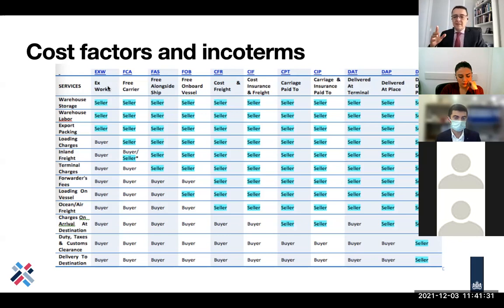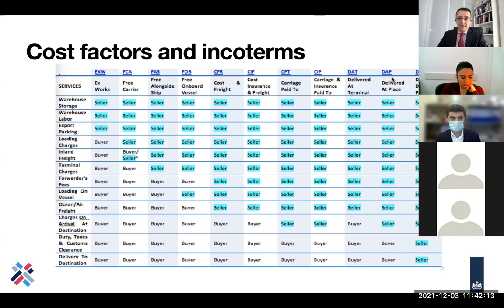CIF is also the second standard or most frequent term, which is at the port of delivery, so at the port of importation: cost, insurance, and freight, which covers the cost of the product, the insurance for the shipping, and the freight for the international shipping. Then CPT, carriage paid to, then carriage and insurance paid to, then delivered at terminal, delivered at place, and DDP. DDP is, funny enough, increasingly common. DDP is the way we buy things off Amazon.